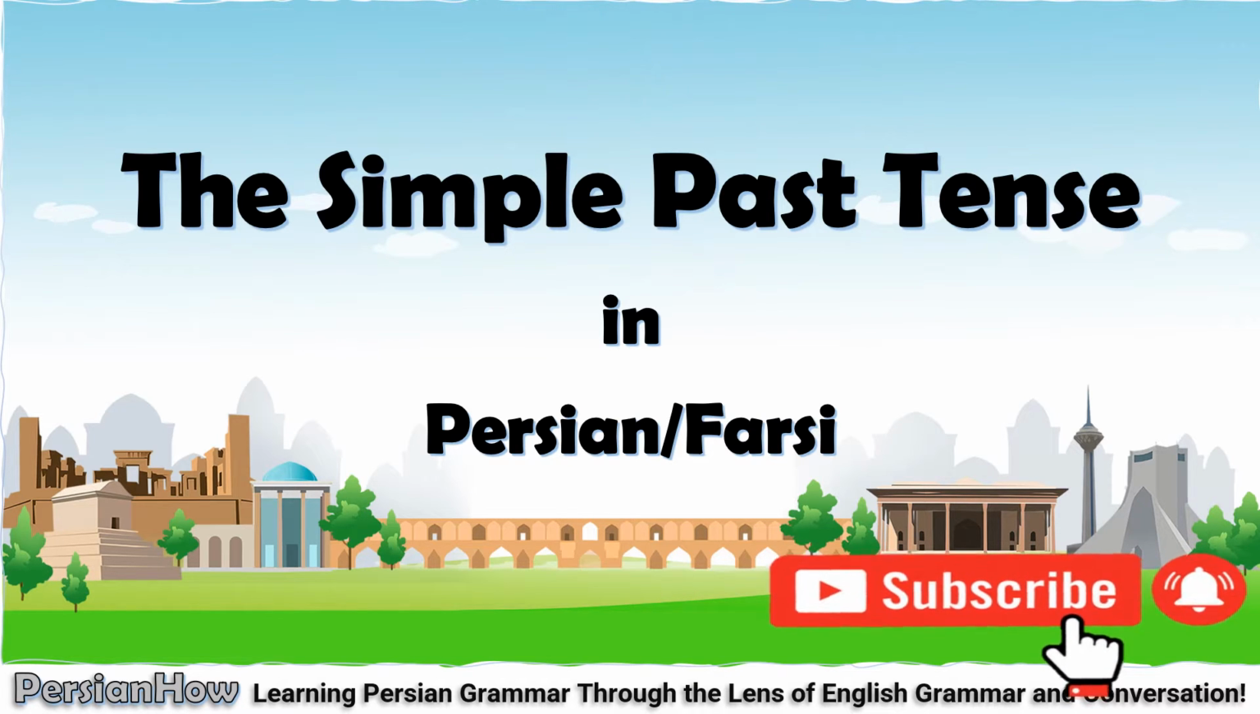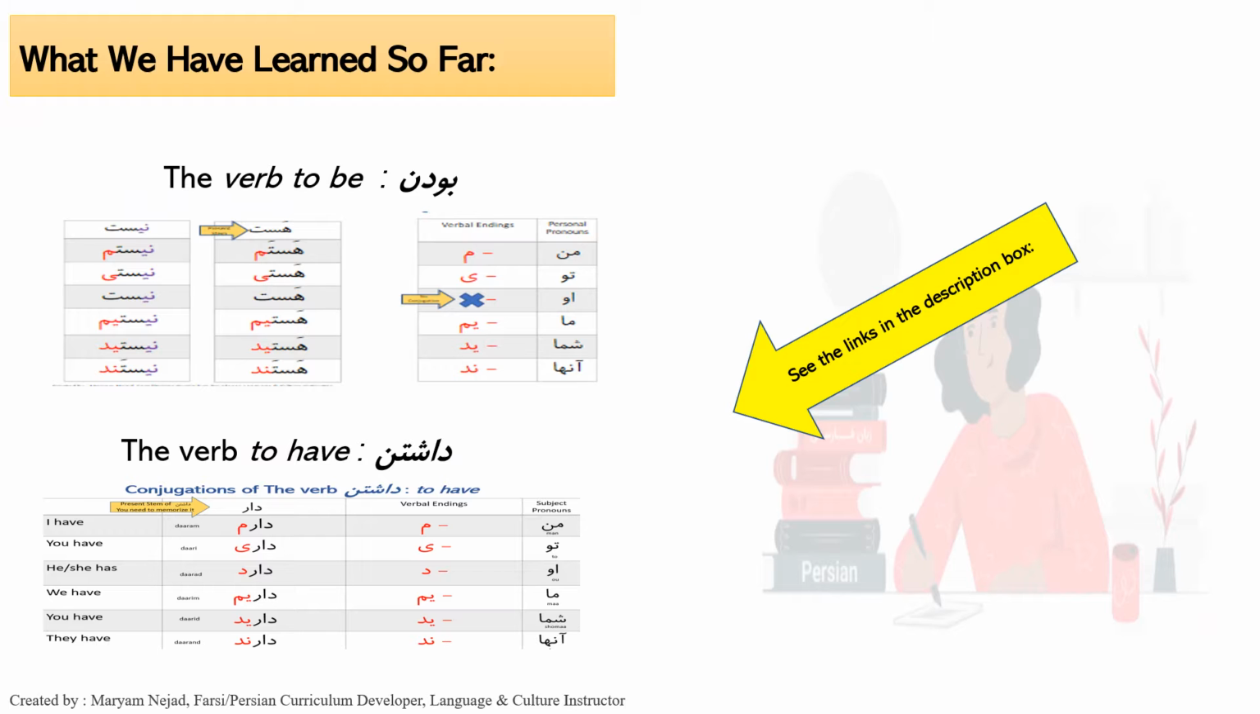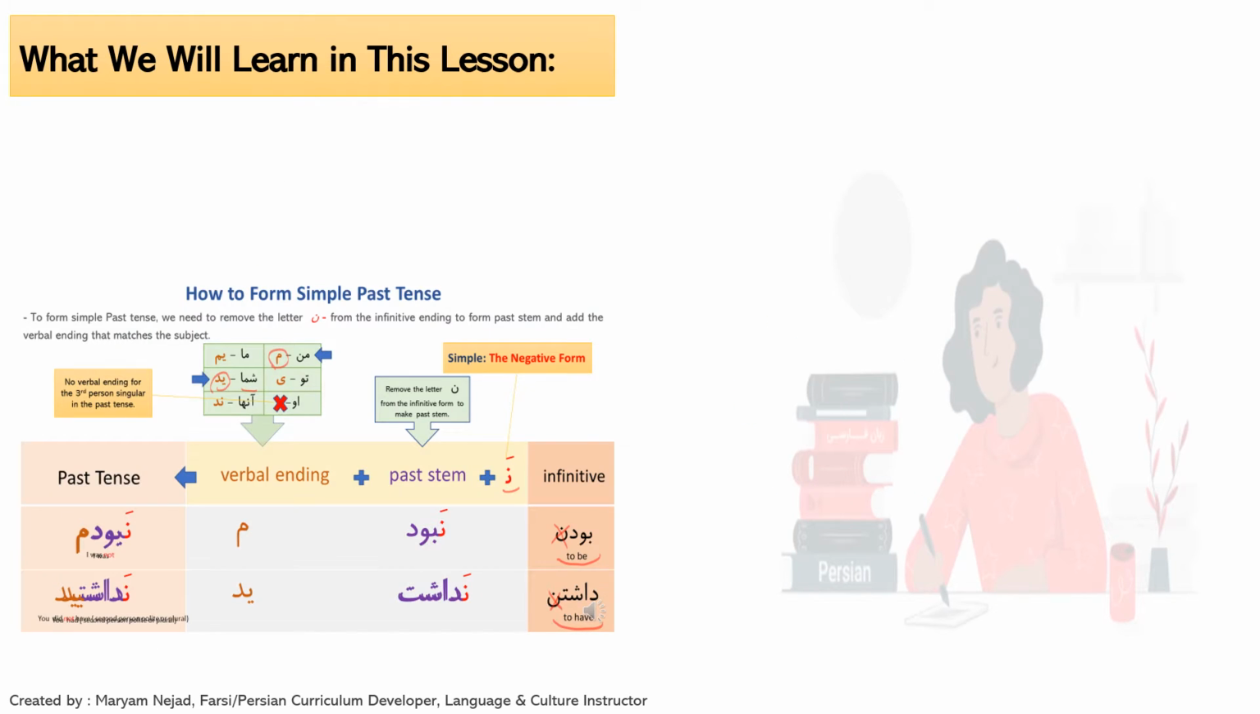All right, now let's just start the lesson. So far in the previous lessons, we have learned the two verbs بودن and داشتن in the present tense. But in this lesson, we are going to learn these two verbs along with other verbs in the past tense. First we are going to learn how to form simple past tense, and then we are going to take a look at 10 different examples.